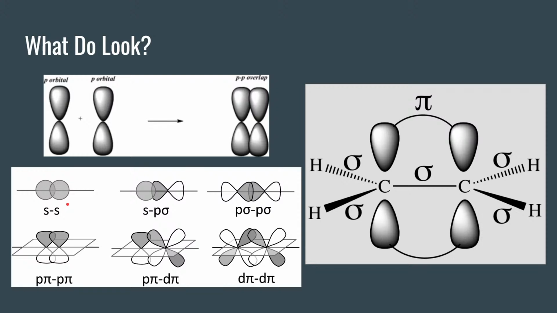Pi bonds can't use those orbitals because they've already been used for the sigma. So they have to use orbitals that are off the axis. So these down here are pi bonds. Here we have 2 p orbitals that are trying to overlap by standing side by side. Here we have a p orbital and a d orbital overlapping side by side. And here we have 2 d orbitals overlapping side by side. So a pi bond, because it doesn't get that good overlap, isn't as strong as a sigma bond.